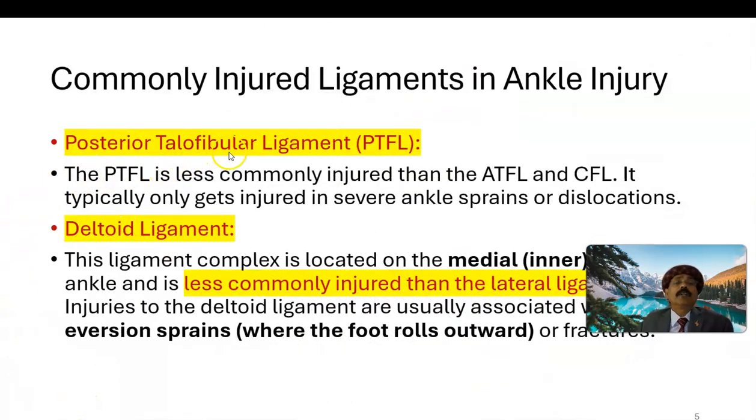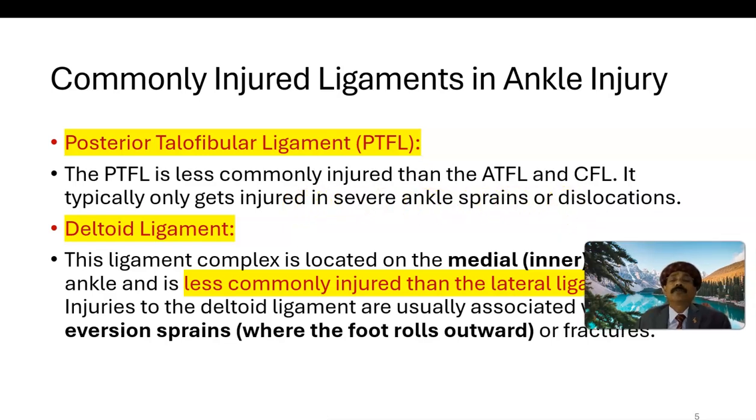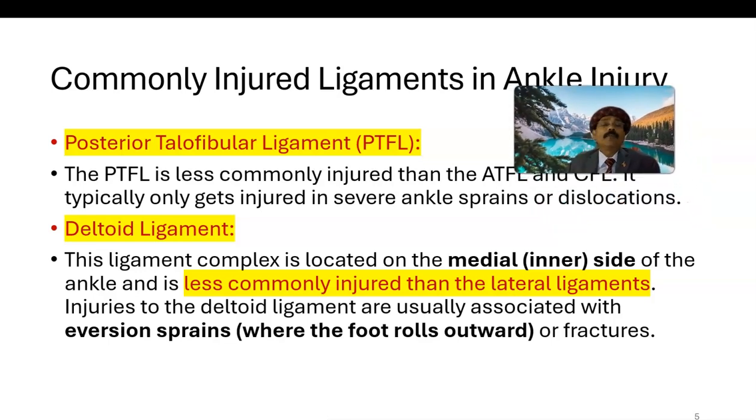The posterior talofibular ligament is less commonly injured than the anterior talofibular ligament and calcaneofibular ligament. It typically only gets injured in severe ankle sprain or dislocations. The deltoid ligament, as we mentioned, is a complex located on the medial side of the ankle and is less commonly injured than the lateral ligaments. So the lateral ligaments of the ankle are more prone to be damaged. Injuries to the deltoid ligament are usually associated with eversion sprain, where the foot rolls outward.